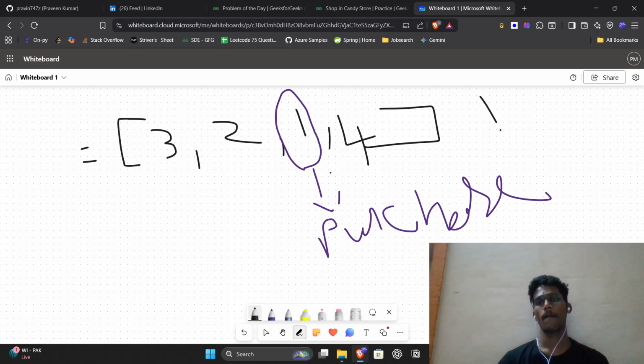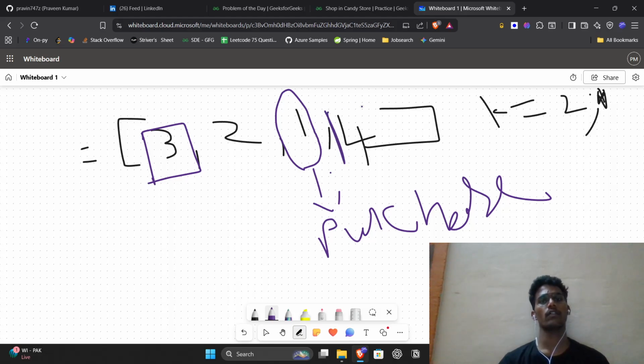So I get 2 candies for free. For every single candy I purchase, I get 2 more candies for free. So I purchase this one, and I get this one and then this one for free. Why am I marking these two? Because they cost more.